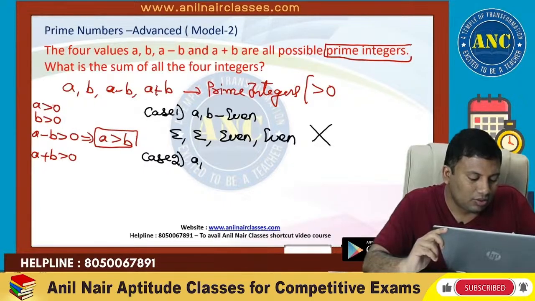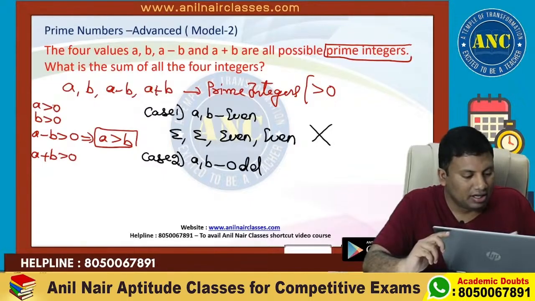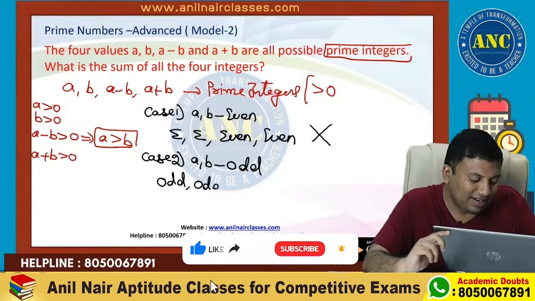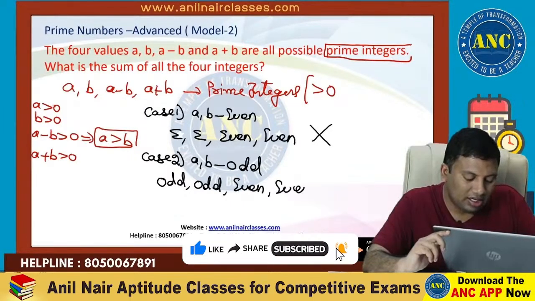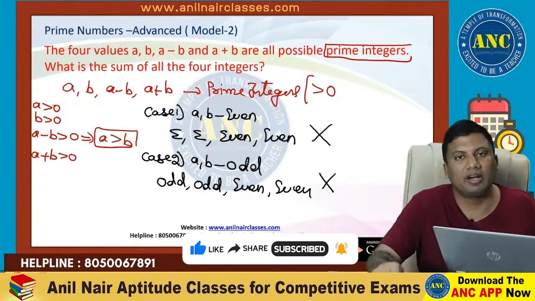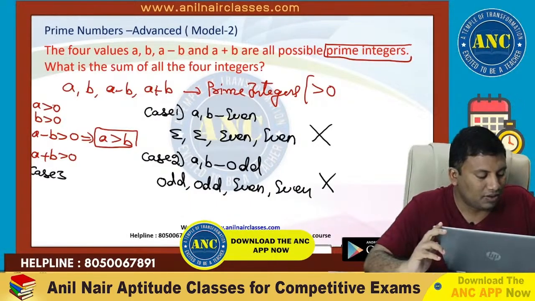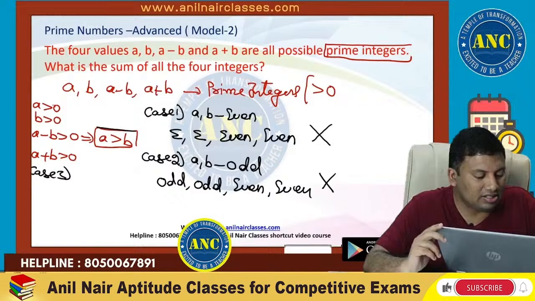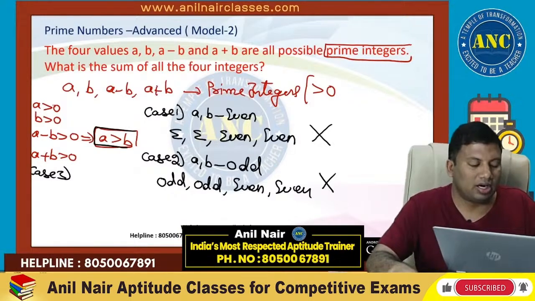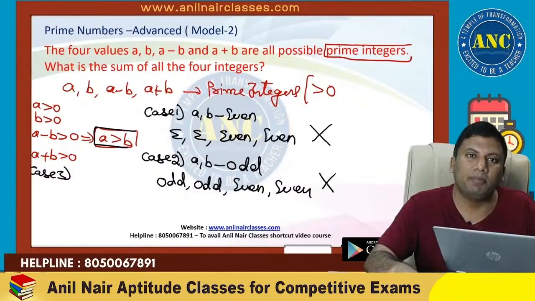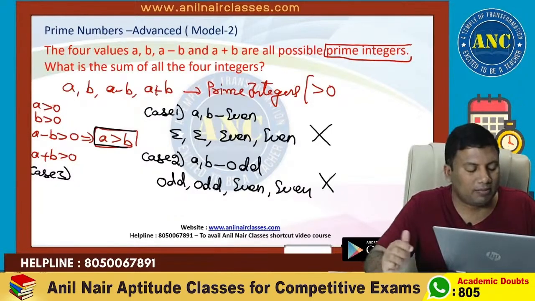Case number 2. A and B both are odd. Let me take both as odd numbers. A is an odd number, B is an odd number, odd minus odd, even, odd plus odd, even. There cannot be 2 even numbers in the set of prime numbers. Case number 3. A is greater than B. So you cannot take A even and B odd, because the lowest prime number is 2.